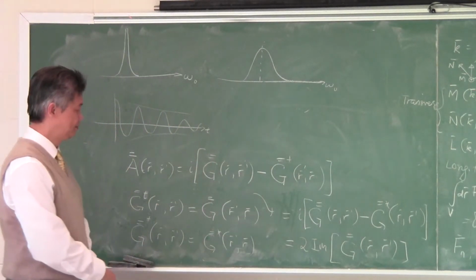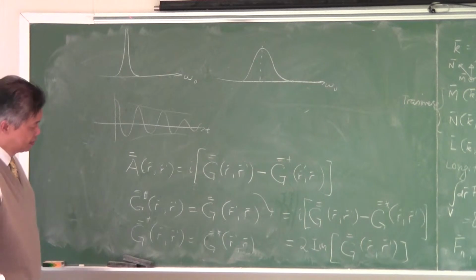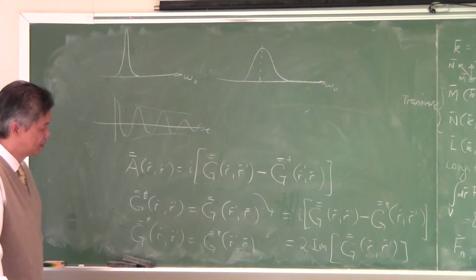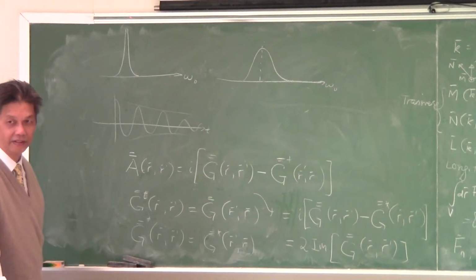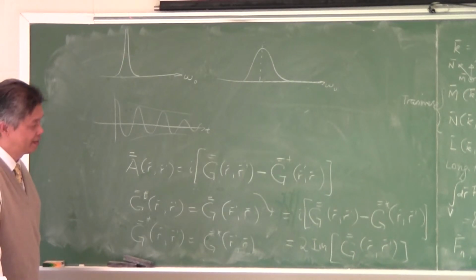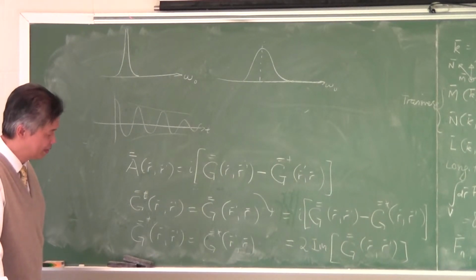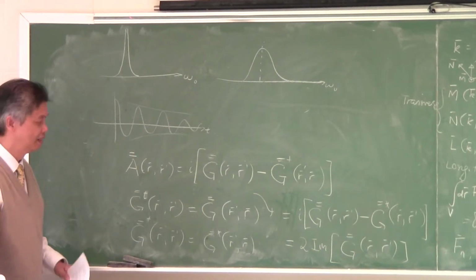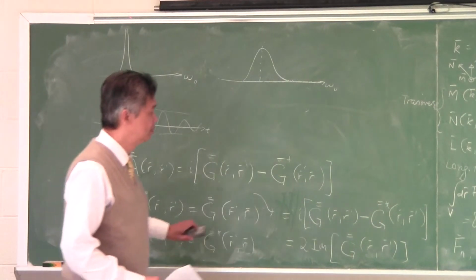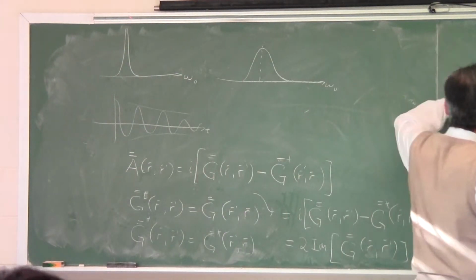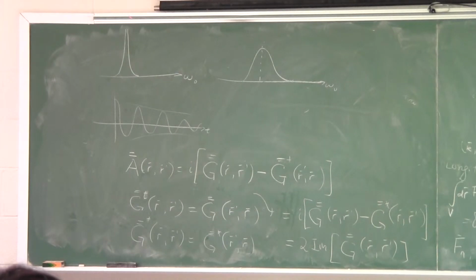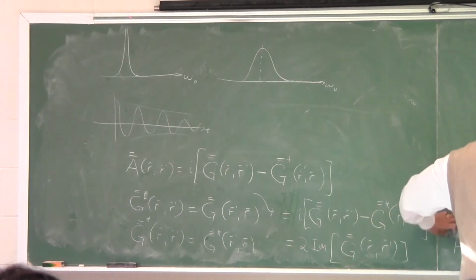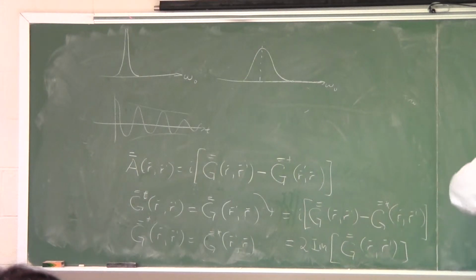So if you have the Green's function, if you just take its imaginary part, you get this spectral Green's function. They actually correspond to a non-lossy system, and it can be in time harmonic motion all the time. So let's see how we can take the imaginary part of this Green's function.